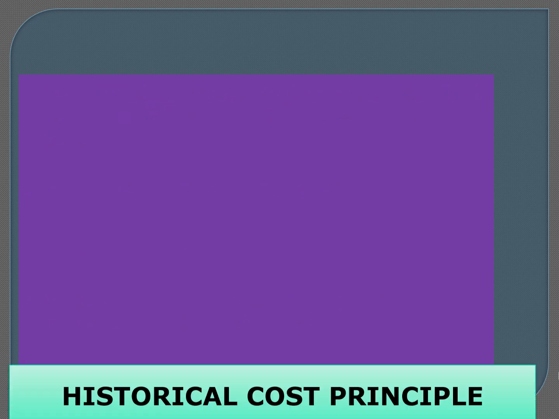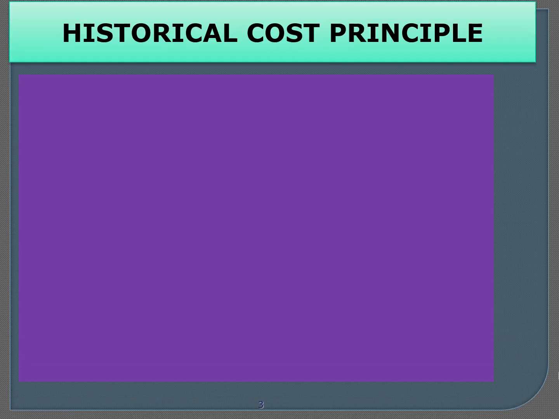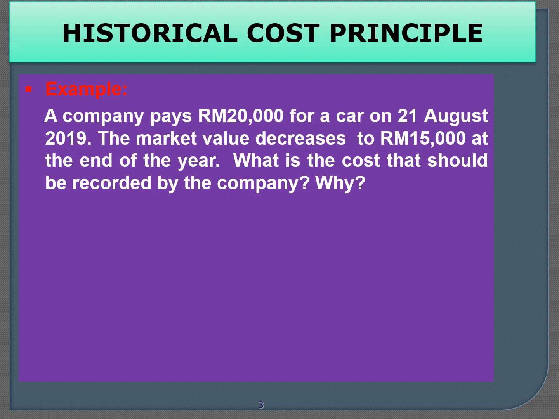Now look at an example of the historical cost principle. Example. A company pays Rs. 20,000 for a car on August 21, 2019. The market value decreases to Rs. 15,000 at the end of the year.